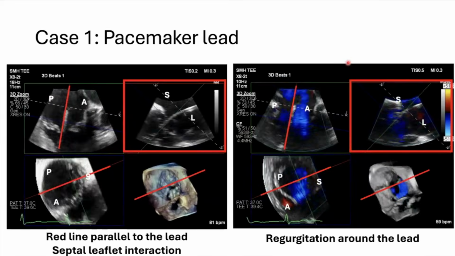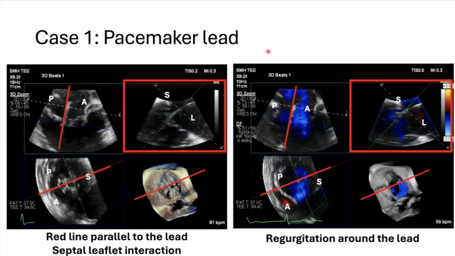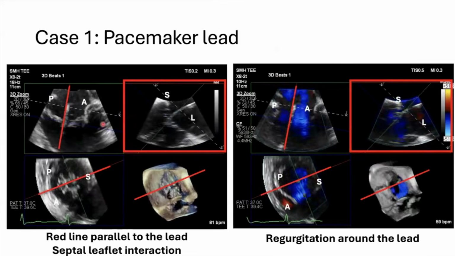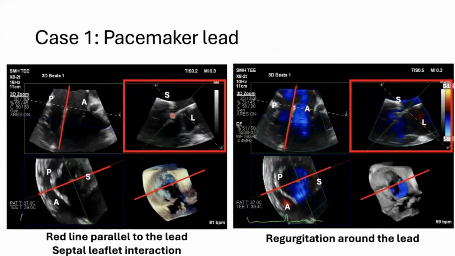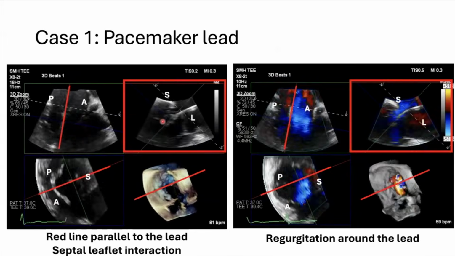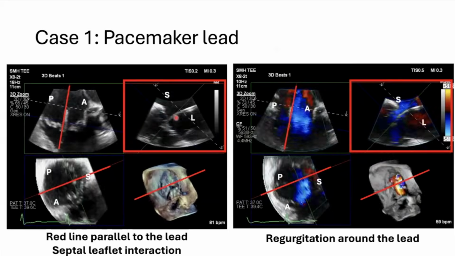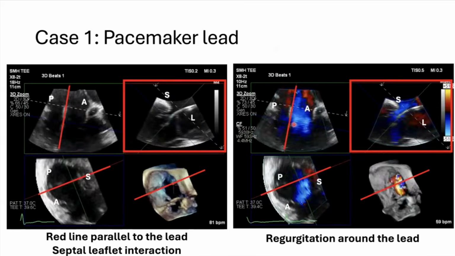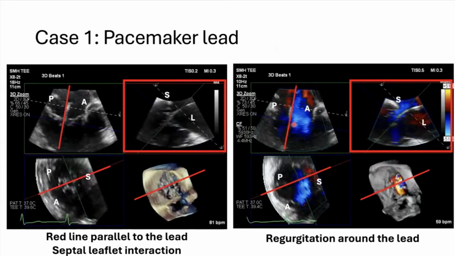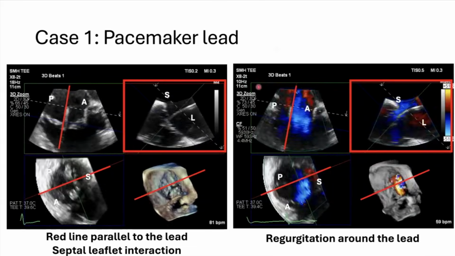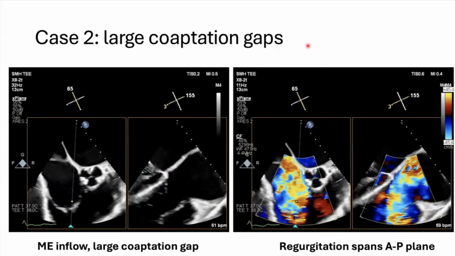So we can try to understand what the mechanism is by using multiplanar reconstruction. What we've done here is line up our red line along the pacemaker lead, and we can appreciate how this pacemaker lead seems to be interacting with the septal leaflet, as shown here. And when color is applied, there's color coming through this area, part of which is related to pacemaker lead interaction, but part of which is also related to that gap between the anterior and the posterior leaflets.